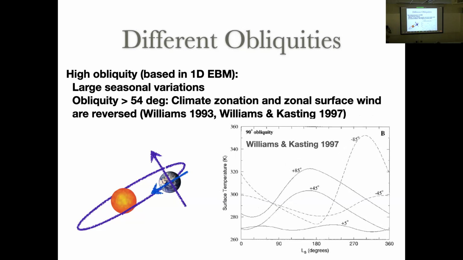And then an interesting result here is they found the limiting obliquity, which is around 54 degrees. This is telling us that when changing from a low obliquity to a high obliquity state, once above 54 degrees, there's a climate zonation reversal. When obliquity is low, the equator is very hot and the pole is very cold. However, when obliquity is above 54 degrees, the equator becomes colder than the pole because it has less direct sunlight; the Sun is more tangential to the surface. So this is a very interesting number which we will revisit again.